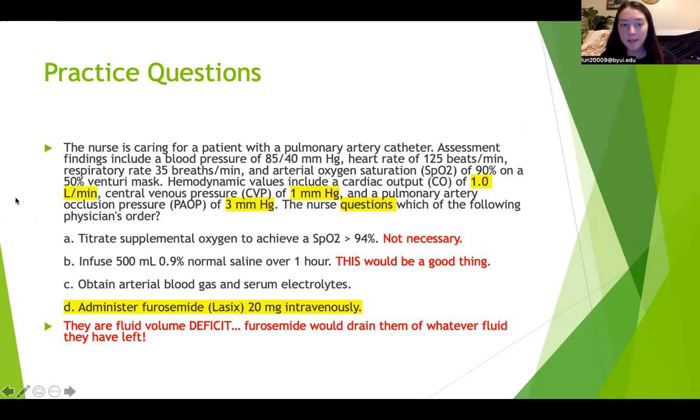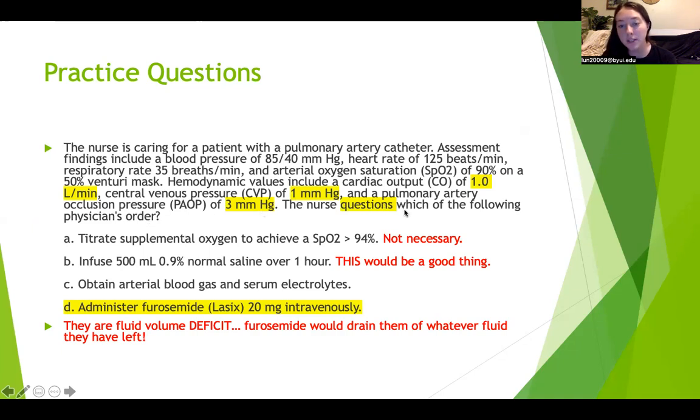Heart rate of 125, again, respiratories of 35, and SpO2 of 90 on 50% Venturi. None of their vitals are looking great. But now we're looking at our new thing. So cardiac output of 1, it should be between 5 to 7 for normally functioning adults. So this is very low. CVP of 1, this is also low. And a pulmonary artery PAWP, they call it occlusion pressure, but it's the same thing, is 3, which is low.